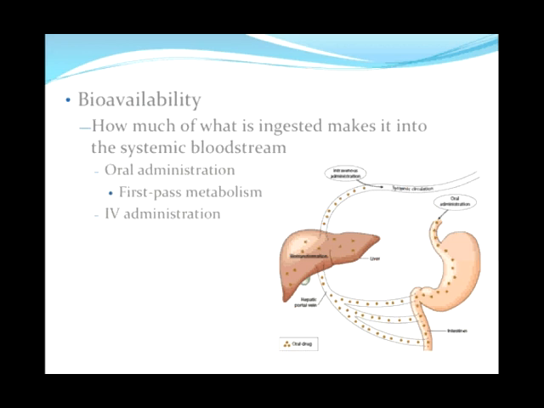Intravenous administration always has 100% bioavailability because it goes directly into the bloodstream. All parenteral routes bypass first-pass metabolism, and rectal administration typically bypasses about half of first-pass metabolism, because some drug is absorbed through the portal system into the liver and some into the caval system, meaning through the vena cava and back into the heart.